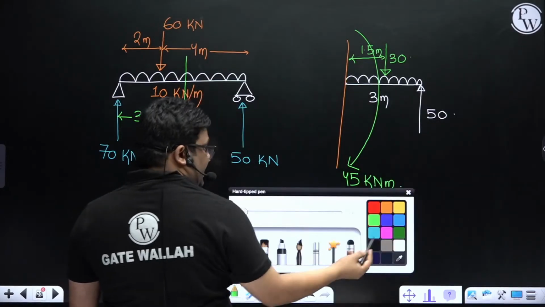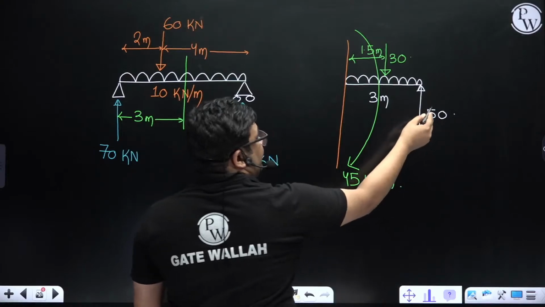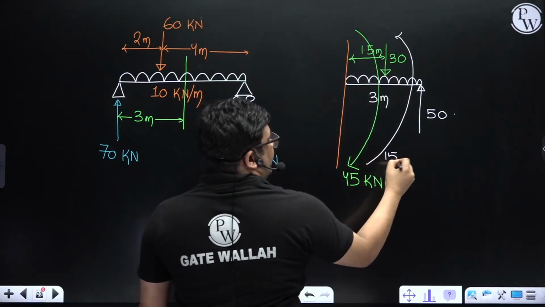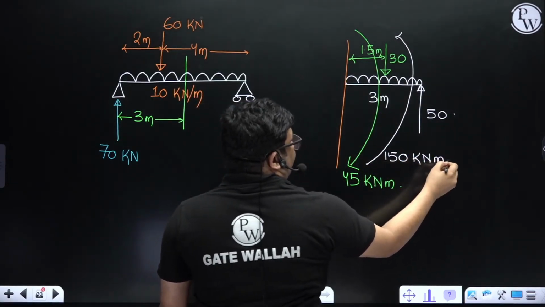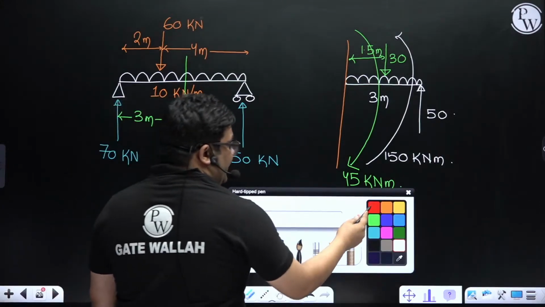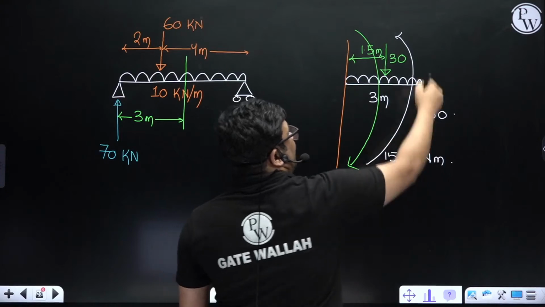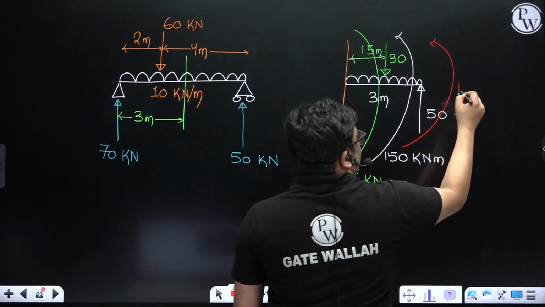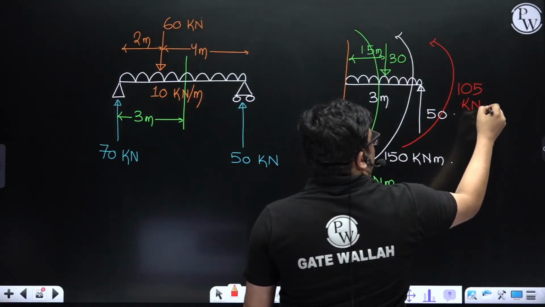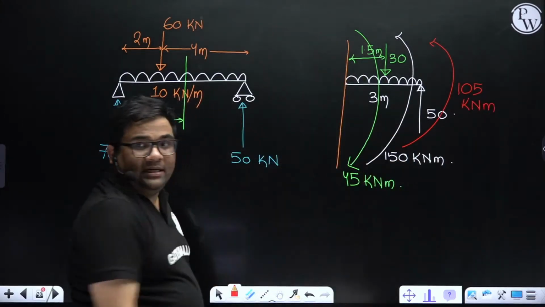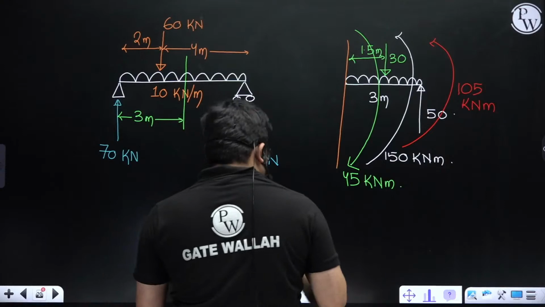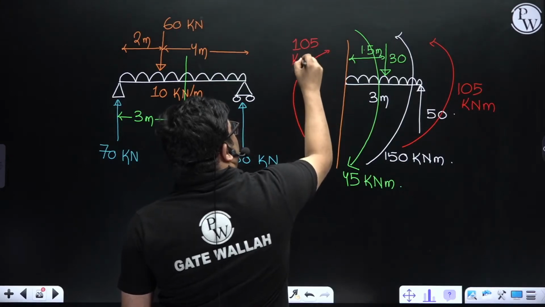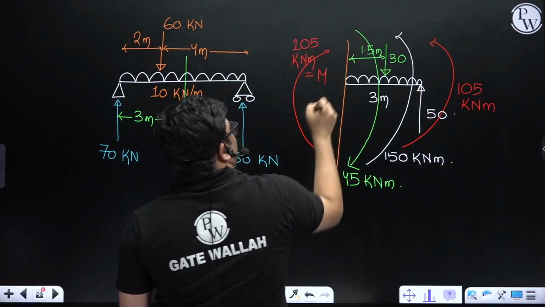And this 50 will generate 50 into 3, in the opposite direction. 50 into 3 is 150 kilonewton meter. So the net moment generated is 150 minus 45, that is 105 kilonewton meter. So on this side, the net moment generated is 105. To balance this, there will be a bending moment of 105 here. So this is the bending moment we get at the midspan.